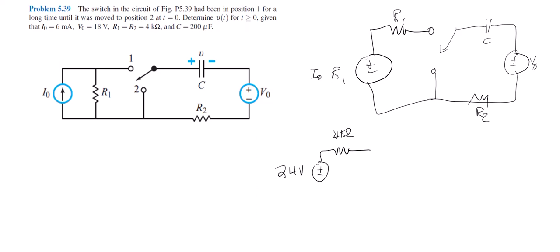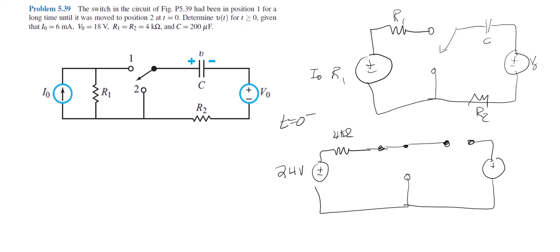Let's see, so it had been in position 1 for a long time, so I'm drawing t equals 0 minus right now. It had been that way for a long time, so our capacitor is acting as an open circuit. V0 is 18 volts.